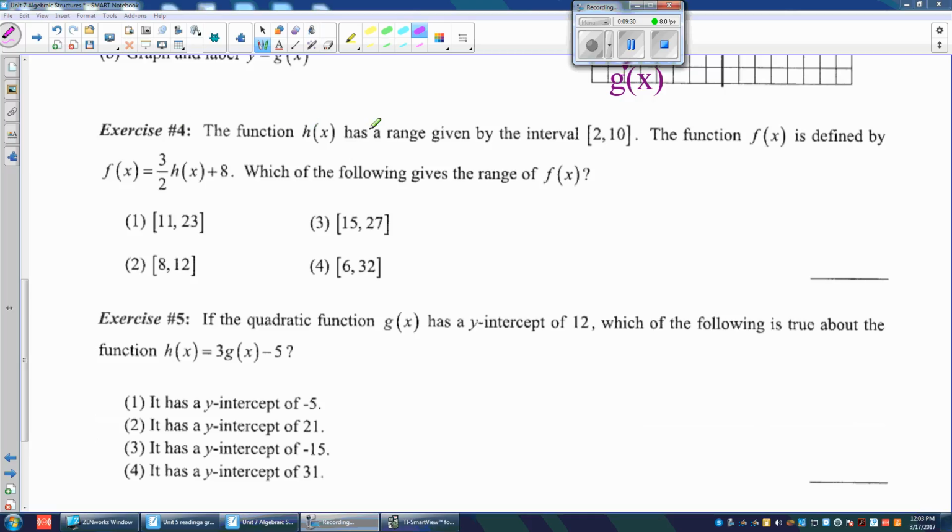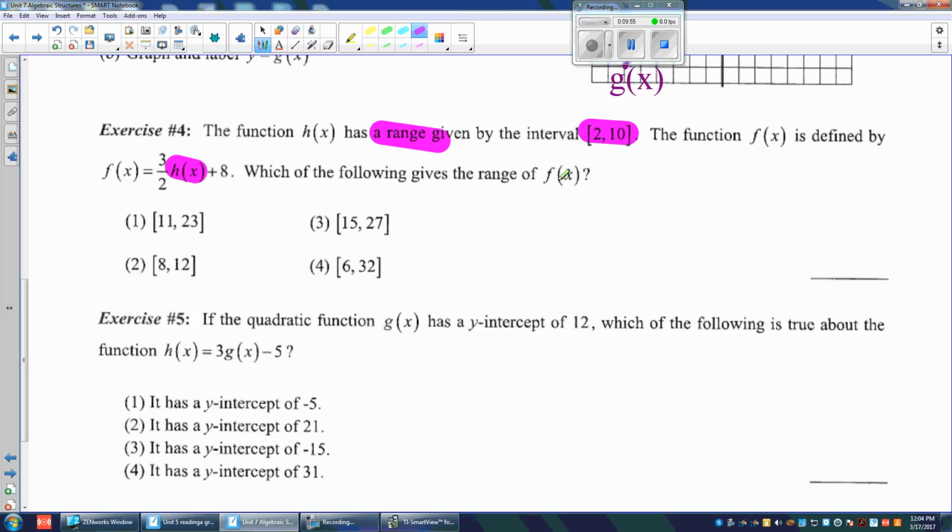Exercise number 4. Function h of x has a range. So you immediately have to think, what is range? Is that the x values or the y values? Domain, range, x, y. Input, output. Alphabetical order. Okay, so these are the y values. h has a range of 2 to 10.